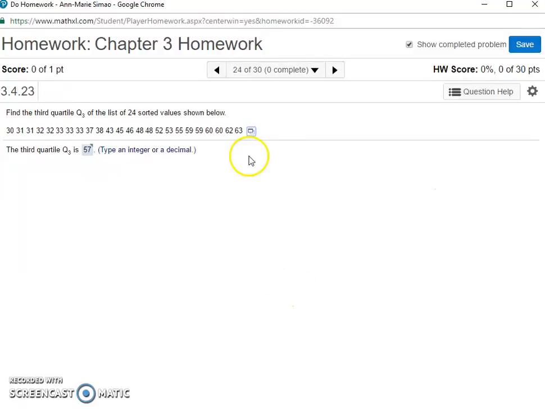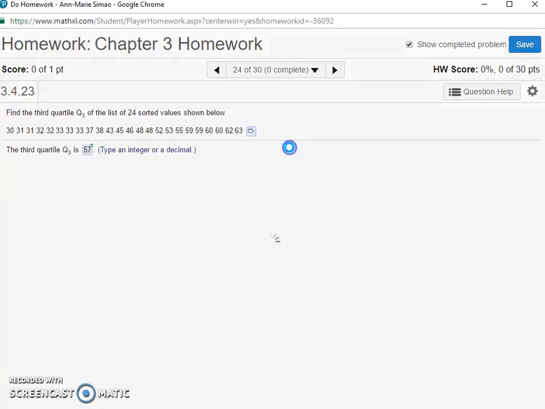So here's another one that StatsCh3 is going to be really helpful. Find the 3rd quartile, Q sub 3 of the list of 24 sorted values. So what's going to happen here is your percentiles in the last one can be any percentile. Quartiles, think about quarters. First quartile, Q1, is going to be 25% of the data. Q2 is 50% of the data. Q3 is going to be 75% of the data.